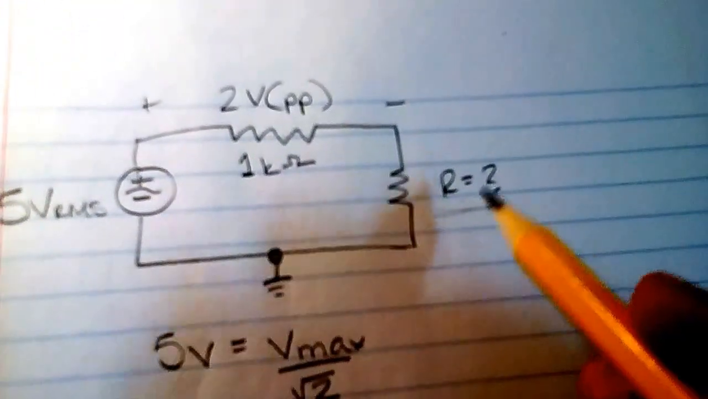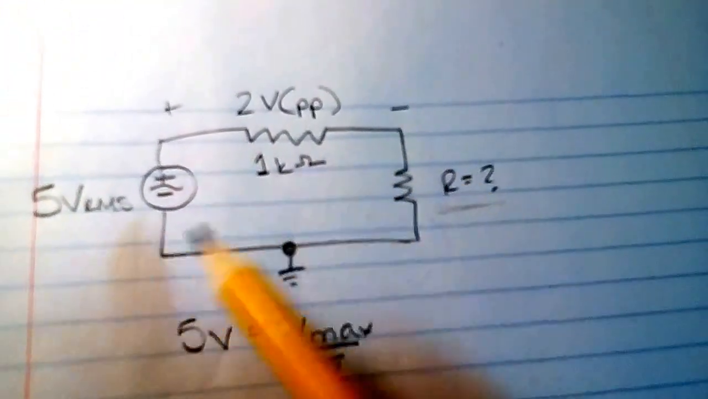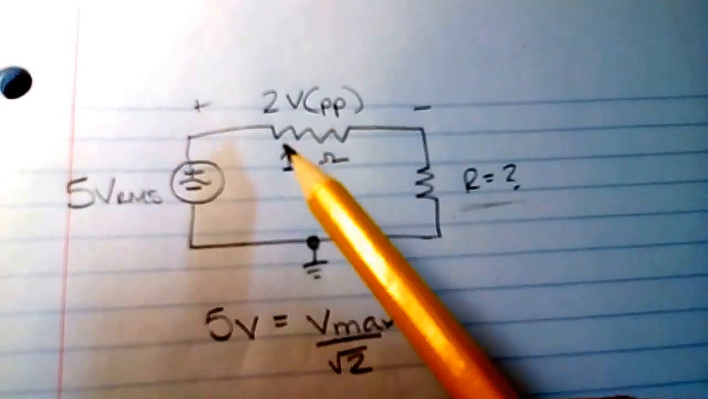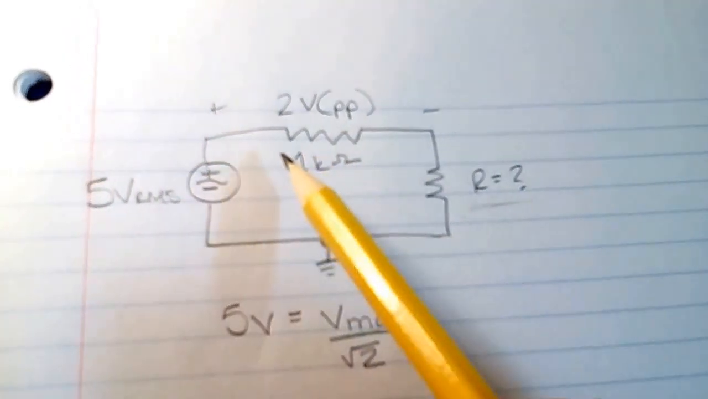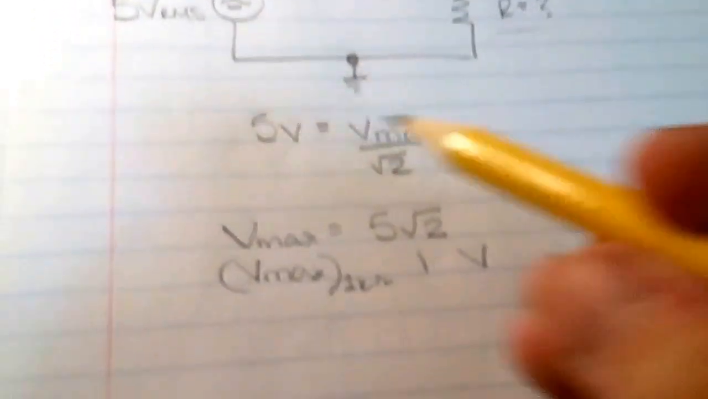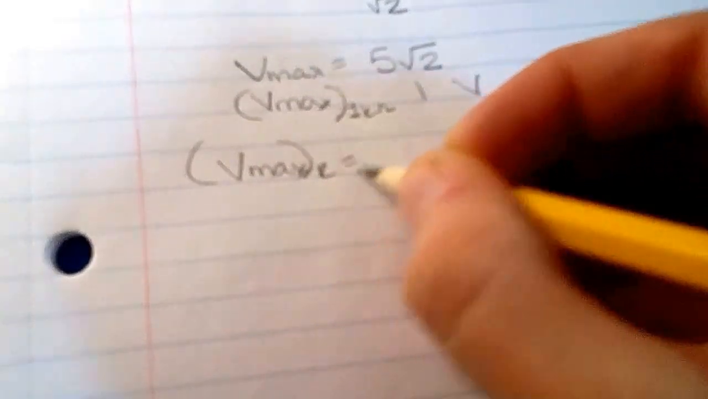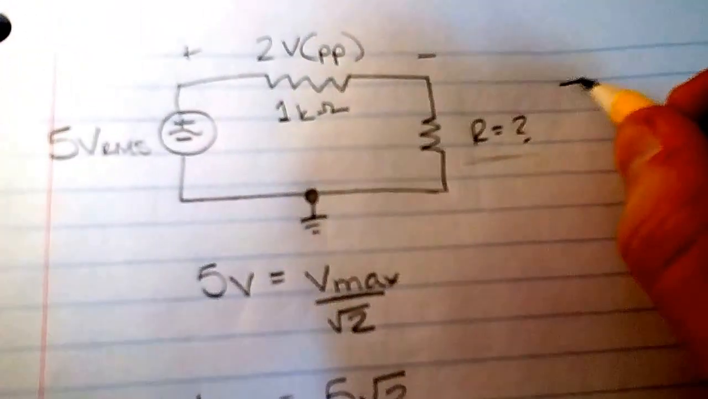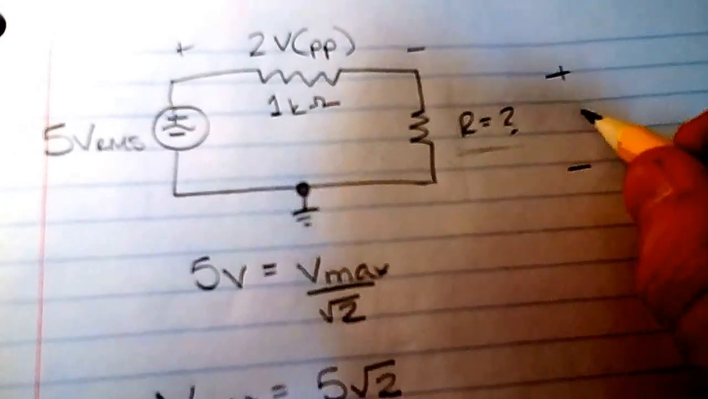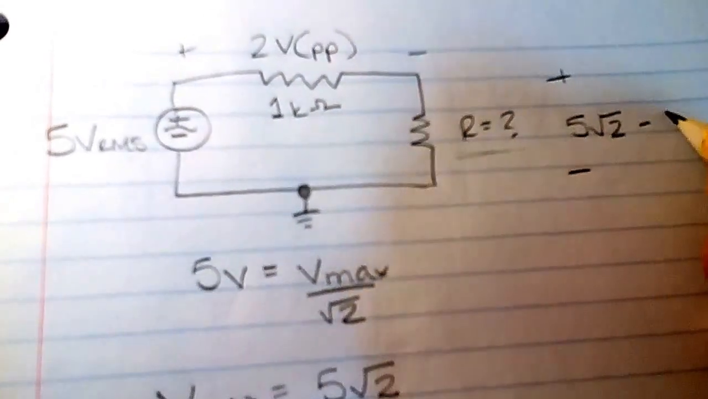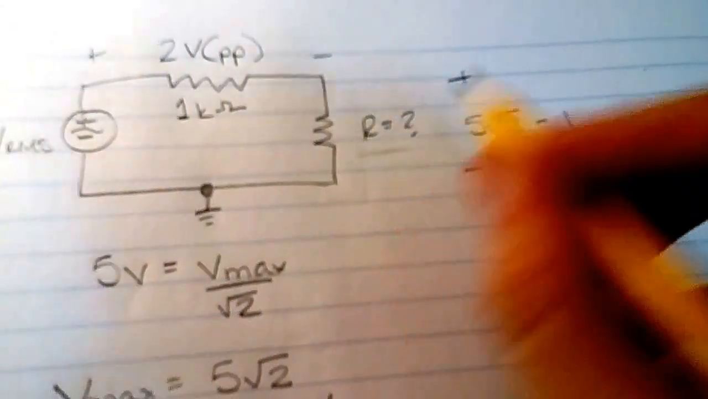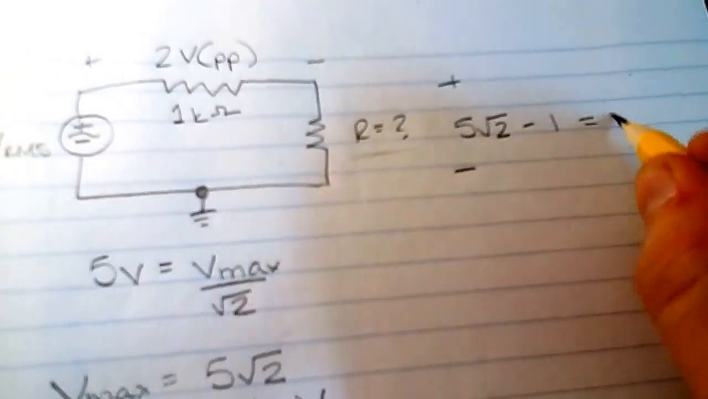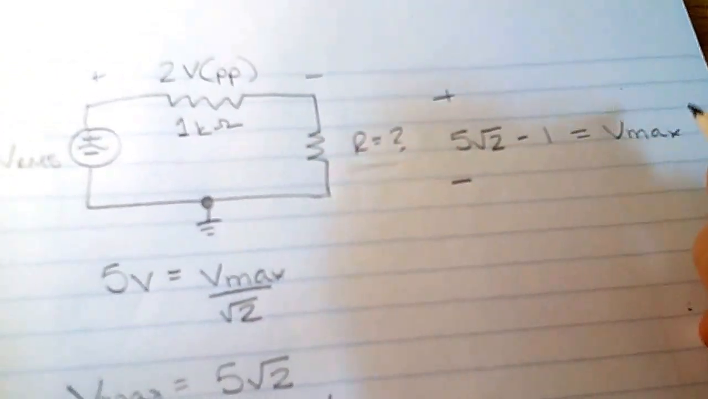So Vmax across this other resistor has to be the maximum voltage applied to the circuit minus the maximum voltage across this first resistor. So that's just going to be Vmax for our unknown R is going to equal 5 root 2 minus 1. So if we do a little plus minus here, this will be 5 root 2 minus 1. But we still don't know the resistance value there.